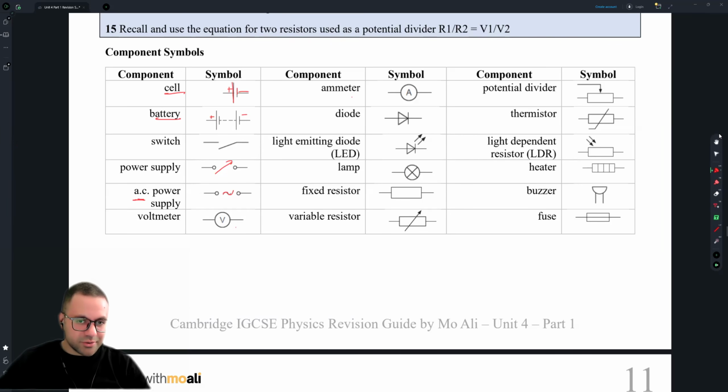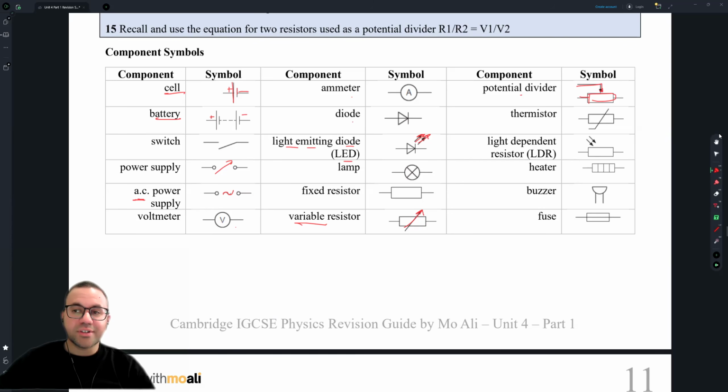Voltmeters and ammeters, you know the drill. You know what a diode is. A light emitting diode is a diode that emits light, so we just draw the diode and two light rays out of it. A light bulb is a circle with an X. A fixed resistor is a rectangle. A variable resistor is a rectangle with an arrow. A potential divider is a resistor with an arrow but it's coming from the outside. We'll see the difference near the end of the session.